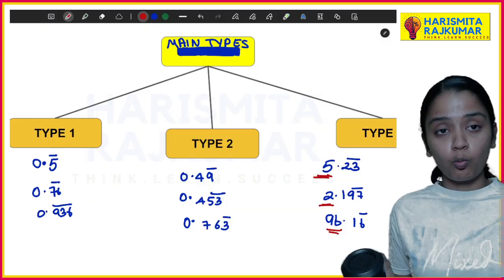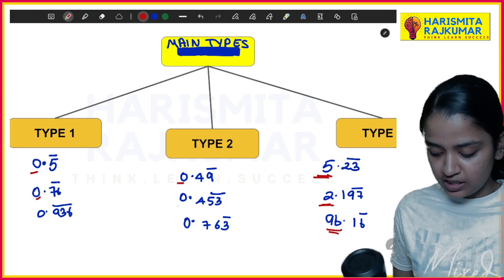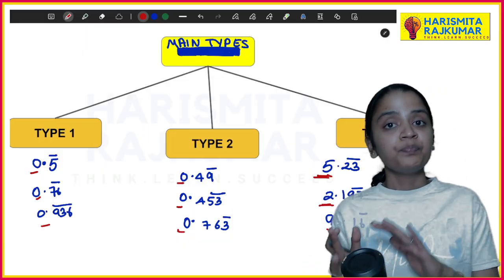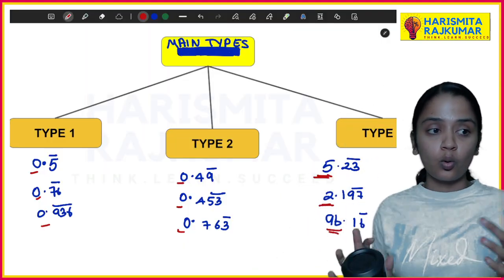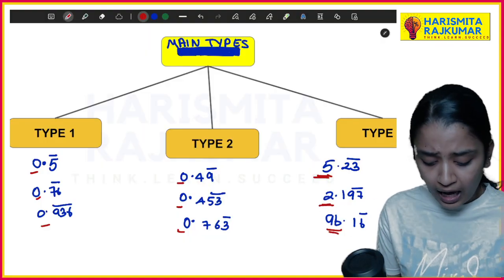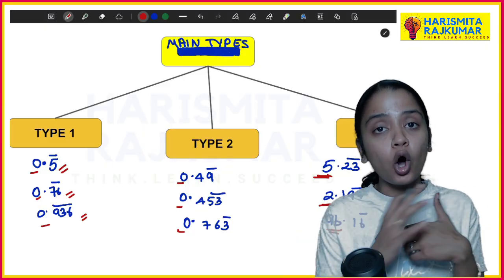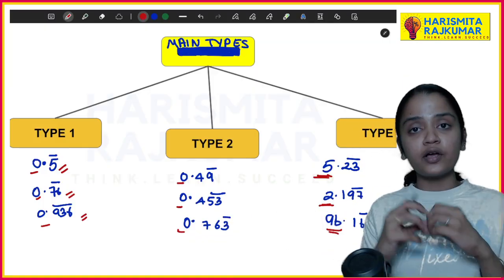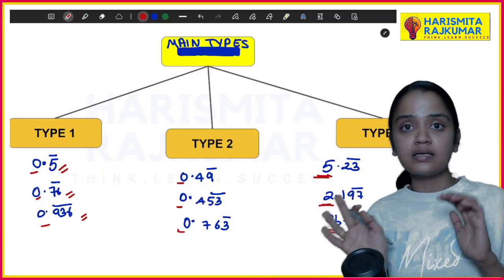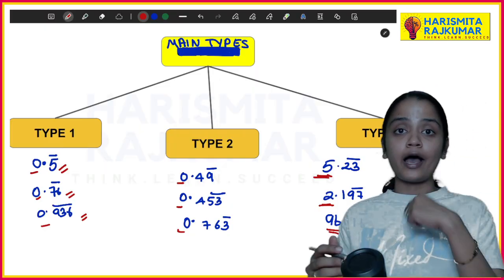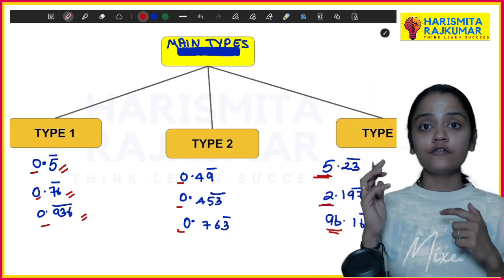When you look at type 1 and 2, they have a commonality. What commonality do they have? They have 0 before the decimal point. That's it. Now let's go to after the decimal point. After the decimal point, the bar covers all the digits. If you have 10 numbers after the decimal point, the bar should cover all the 10 numbers, which means all 10 numbers are repetitive. So type 1 means you have 0 in front and the remaining numbers after the decimal point should have a bar, which means they should be repetitive.